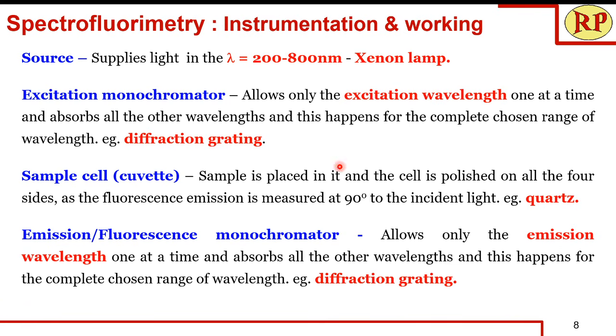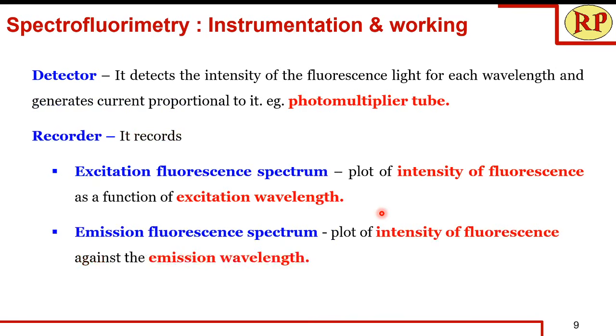Sample or cuvette, as I said, all the sides are polished, and we normally use quartz to be on the safer side. We can also use plastic containers, plastic cuvettes. We are not supposed to use glass because silica present in the glass itself can show some fluorescence. And the detector detects the intensity of fluorescence light for each and every wavelength and generates current proportional to it. We use a photomultiplier tube.